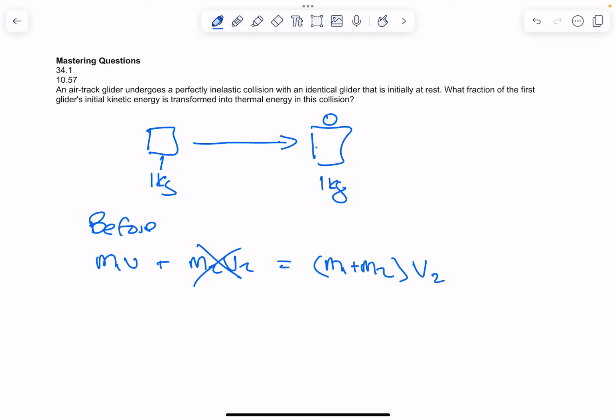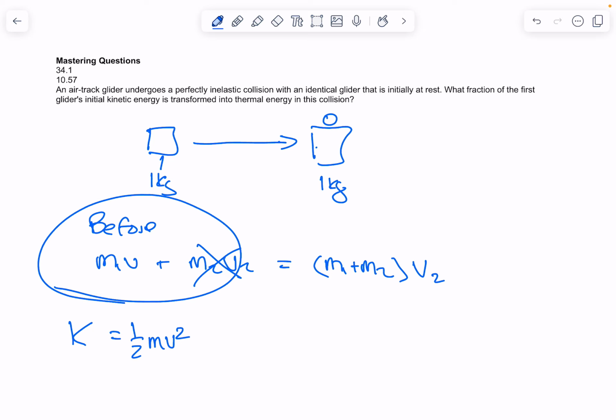And then what you're going to do to find the percentage, kinetic energy, of course, is 1/2 mv squared. So what is the kinetic energy before? And then you're going to do 1/2 mv squared. Now you know what this new v is, and you know what the two m's add together, and you're not going to get the same answer.